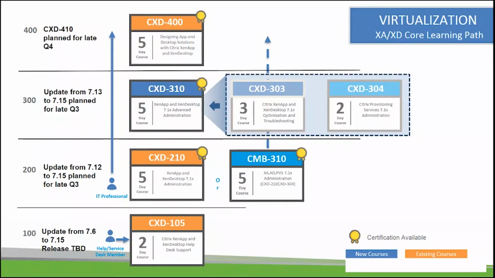If you want to do just the 3 days, which is just the Zen App and Zen Desktop optimize and troubleshooting, that's the 303. And of course, lastly, if you want to just use provisioning services, then you've got your 304. Now, the CXD 310 course, which is 5 days.